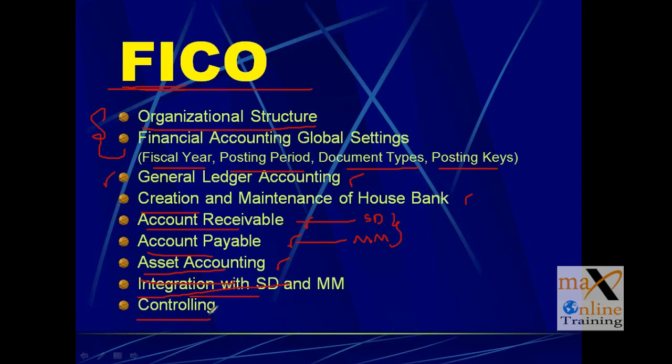Okay. Then controlling. Under controlling again you'll find some sub modules like cost center accounting, cost element accounting, internal orders, profit center accounting, profitability analysis, and product costing. These are the sub modules we are going to cover under FICO. These are the topics we are going to cover under FICO.